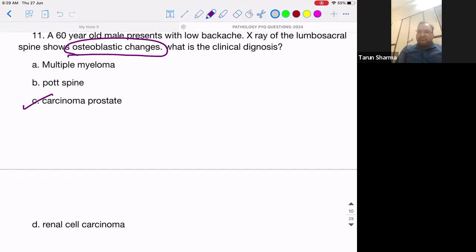This is a very simple thing, but it has been asked in your exam. That's why I'm telling you. Carcinoma prostate is one of the malignancies which metastasizes to bone very commonly, but it is not going to produce lysis of the bone. It is going to produce osteoblastic activity in the bone. That's why it's particularly important.